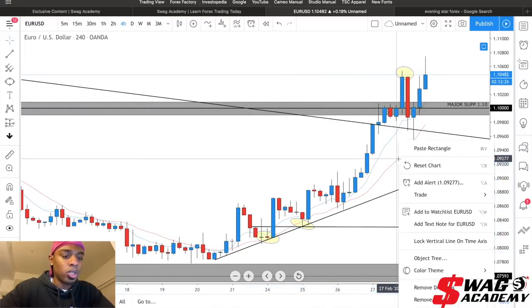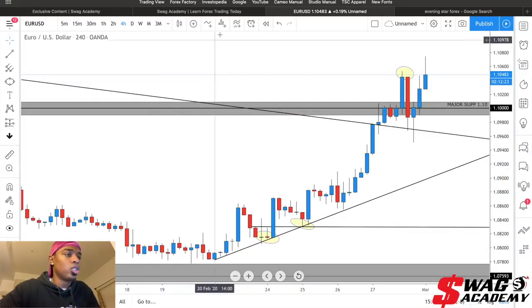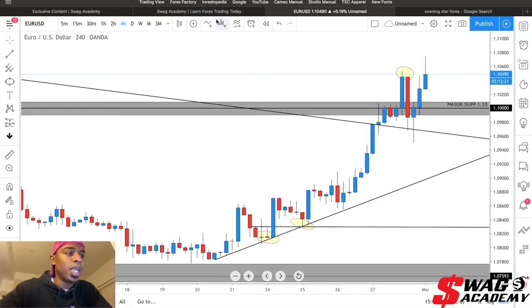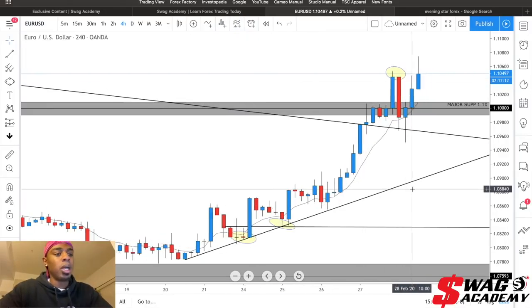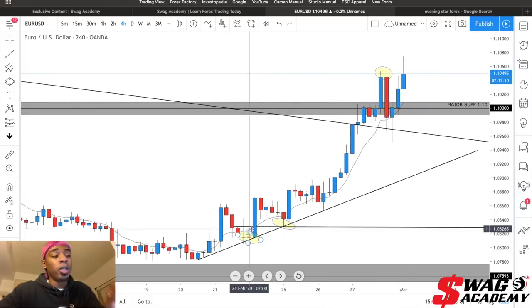So what I'll do is I'll just remove indicators and draw my indicator back on. Actually, I already have it saved. It should be here somewhere. Indicator templates. See, 8 and 14, what we just had on. But I just keep the 8 EMA on, keep it black, boom. And all this tells me, because it's only one moving average, not two, there's no crossover.